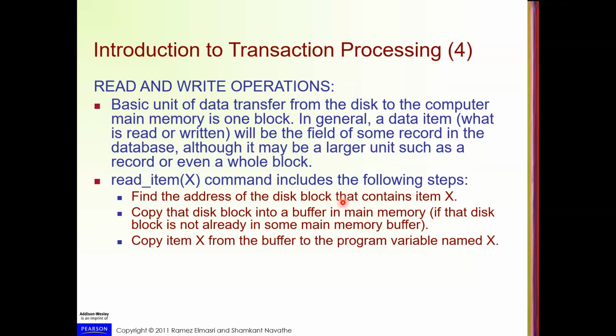After you find the address of the disk block, you copy that disk block into a buffer inside main memory, if that disk block is not already in some main memory buffer. So we are trying to read X. We need to find out the disk block which is holding X. Once you get that, you copy the disk block inside the main memory if it is not there already. Otherwise, you don't copy it. How do you copy? By using a buffer.